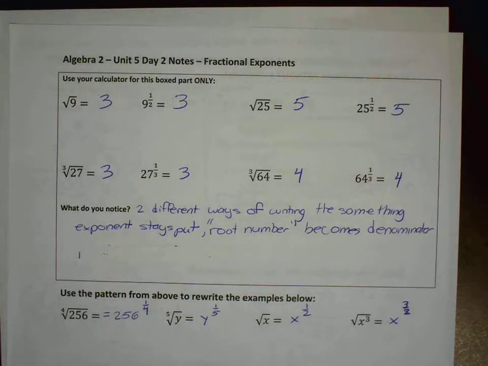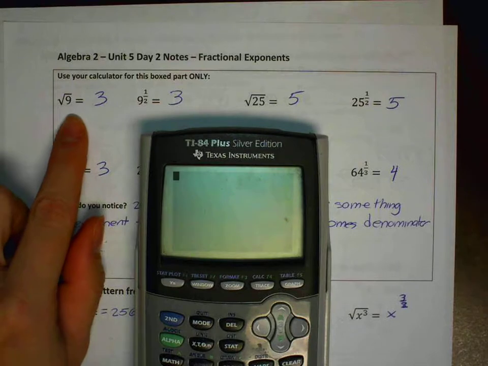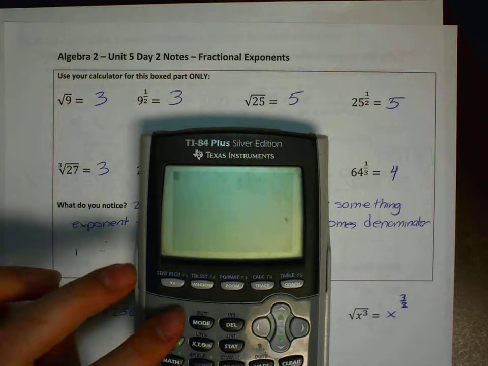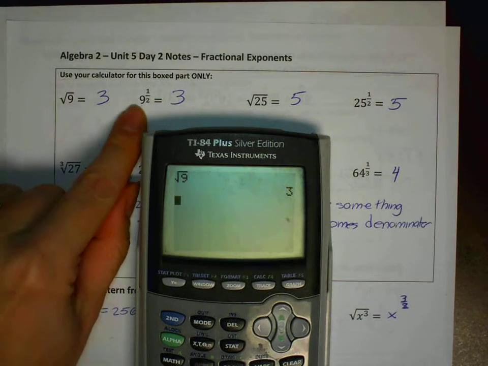Okay, so this is the other part of the day 2 notes. This is dealing with fractional exponents. So I want to show you two different ways of writing the same thing. If I put the square root of 9 in my calculator, I get 3. We know that. But I want to show you a different way of doing this.